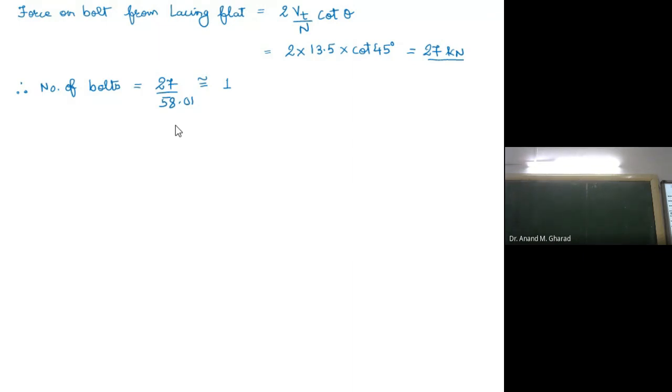ठीक है? So here, what we have done, we have considered that 2 flats, they are getting overlapped. In case they are not overlapped, ऐसा भी रहता है, they are connected separately. In that case, what will be the value? What value do you expect, or how many number of bolts do you expect in that case? I am talking about this situation.